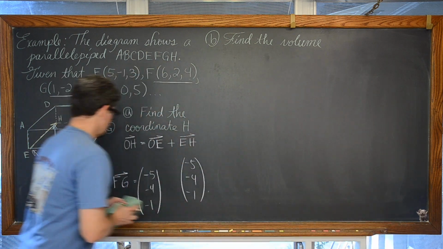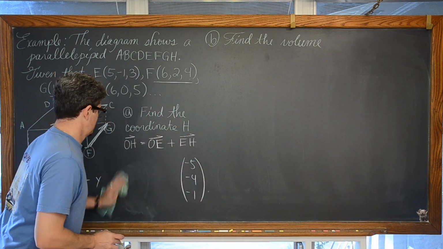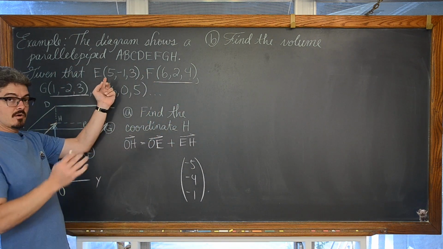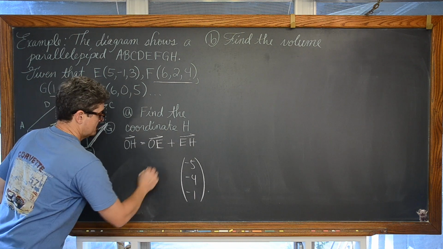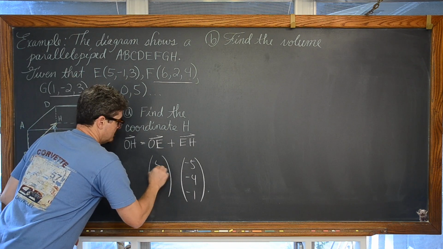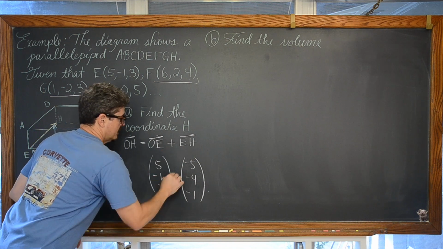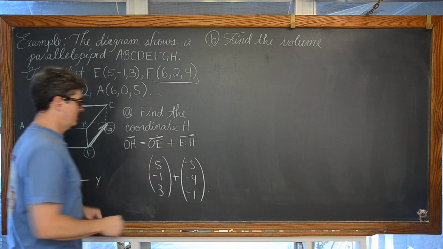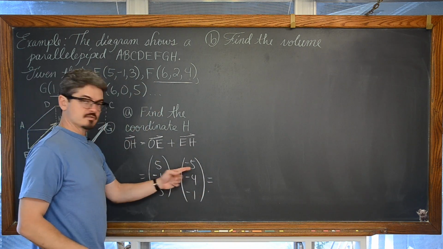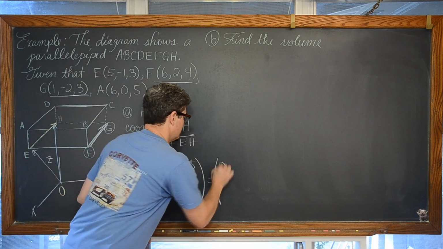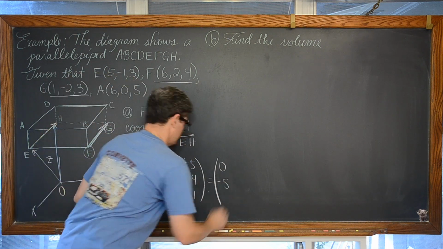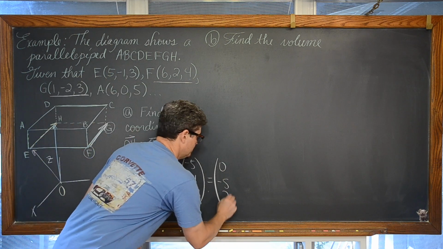And with that, we're going to add vector OE, and this is just a position vector, and we know what the coordinate of E is, so that is just going to be (5, -1, 3). Go ahead and add these up, and OH is equal to 5 minus 5 is 0. -1 minus 4 is -5. And we have 3 plus -1, which is 2.